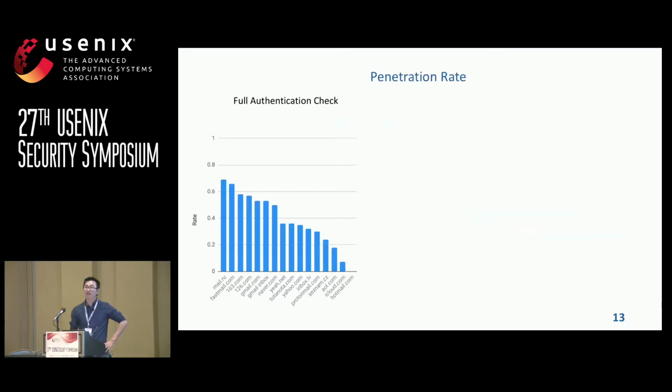So here is the overall result. The y-axis is the penetration rate. The penetration rate means the emails that ended up in the user inbox among all emails we sent for each target email provider.